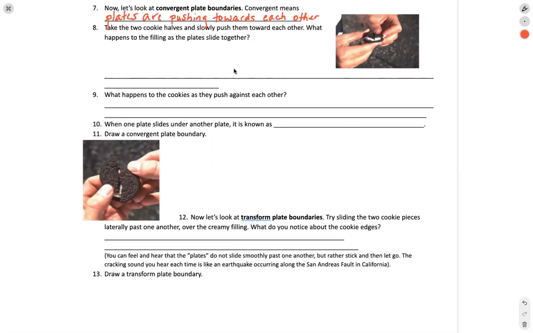And then I'm gonna help you out with number 10. When one plate slides under another plate, there's a term for that. So think back to before she started, she said that we couldn't really demonstrate an ocean plate and a continental plate because they have different densities. An ocean plate is a lot more dense. It's made of basalt, so it's heavier, more dense material than a continental plate. So when those two plates start to push towards each other, that heavier ocean plate is going to kind of sink up under or slide under the continental plate. And that process is known as subduction.